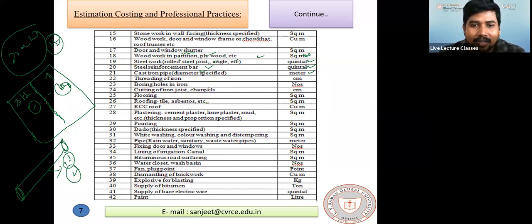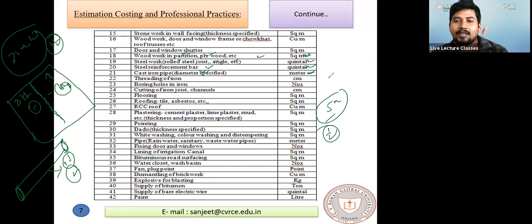So there, the diameter is already specified. The inch is already specified. You have to take it in meter. How many meters do you require? You just tell the shopkeeper that I need a 5-meter length of cast iron pipe having diameter half inch. So their unit is in meter. Clear?